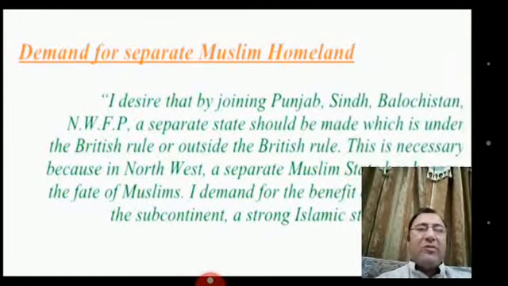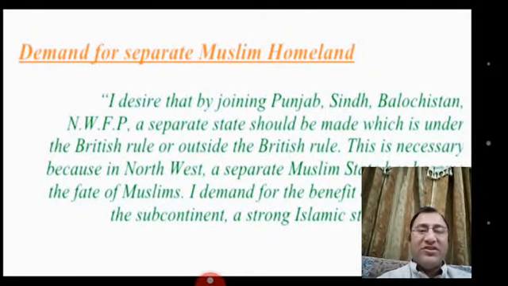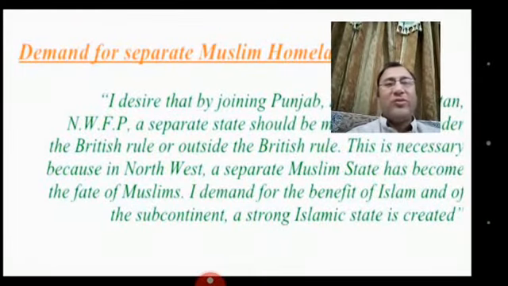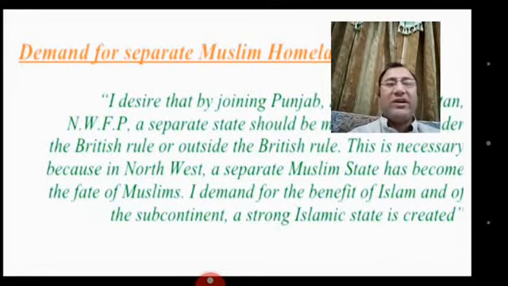Allama Muhammad Iqbal clearly demanded a separate Muslim homeland. He said, I desire that by joining Punjab, Sindh, Balochistan and NWFP, a separate state should be made, whether under the British rule or without the British rule. But this is necessary because in the Northwest, a separate Muslim state has become the fate of Muslims. So I demand, for the benefit of Islam and of the subcontinent, that a strong Islamic state should be created.